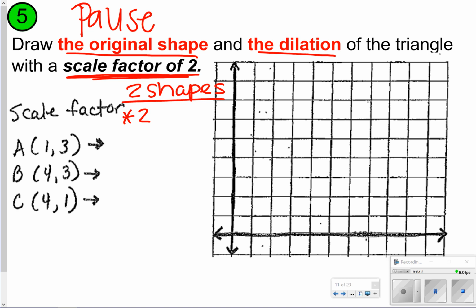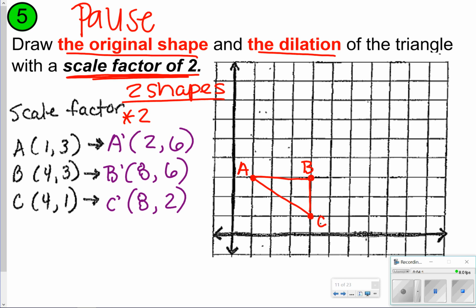done, click play. Okay, so the first thing you should have done was plotted the original shape. Here's the original shape in red with each of the points labeled. Next, you should have found the scale factor of 2. Here's what your new point should be.